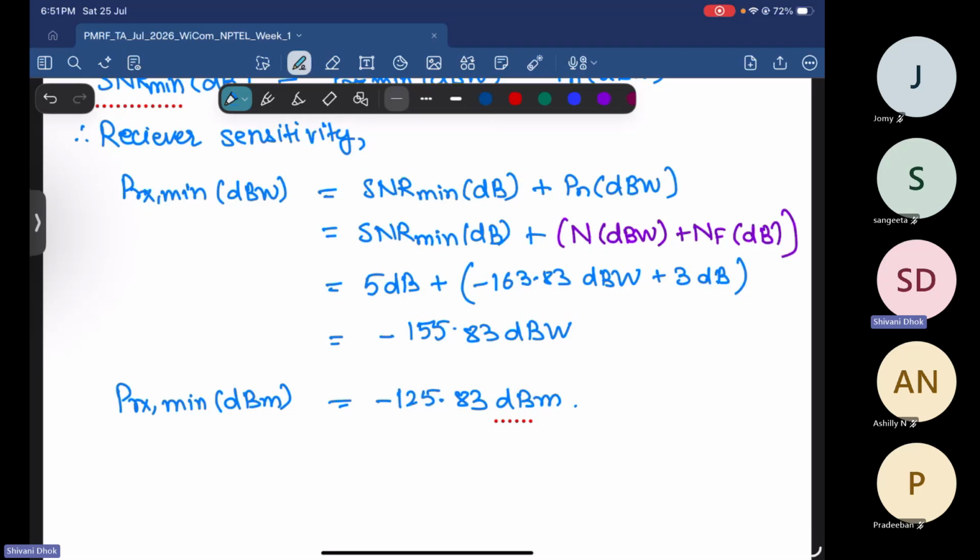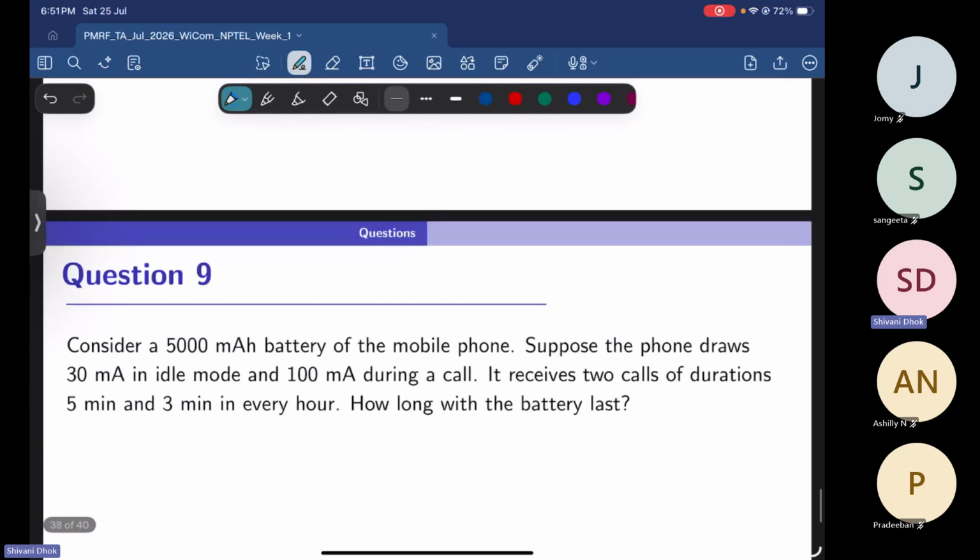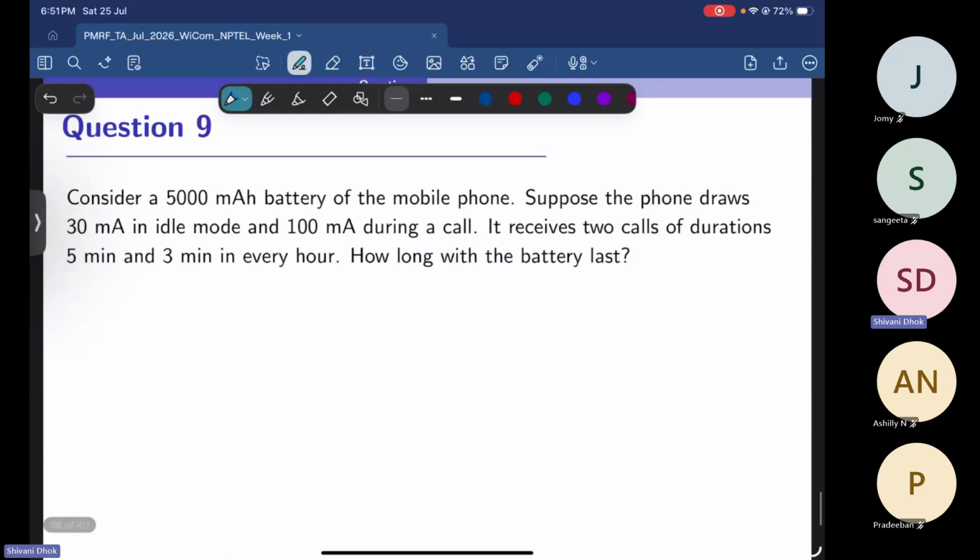Okay. If there are no questions, then let me move on to the next question. This is a concept that was discussed briefly in the lecture, how long your phone battery lasts. I was able to see one or two questions related to this in the last year's and this year's assignment as well. So I thought, why not take up one example of this so that it helps you figure out what exactly is happening.